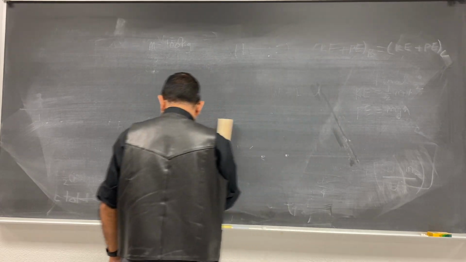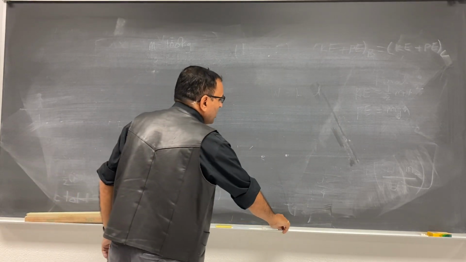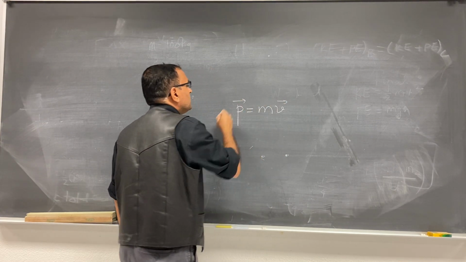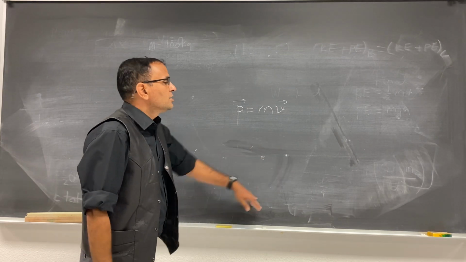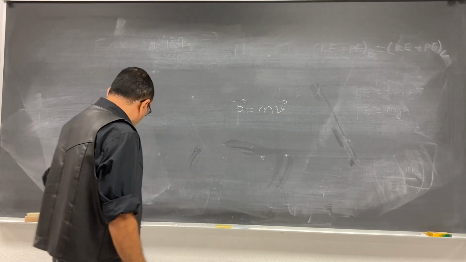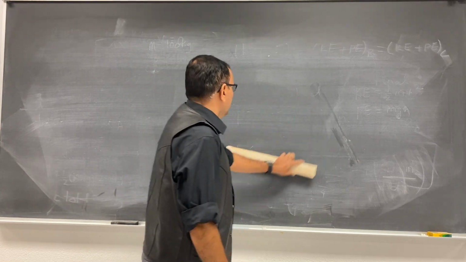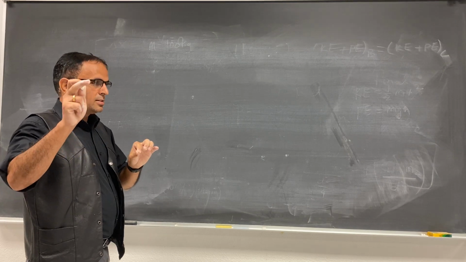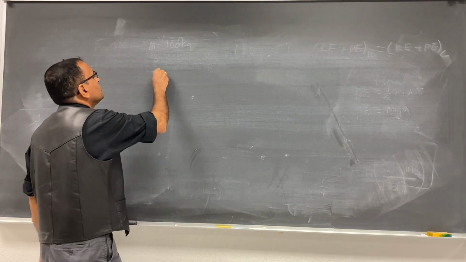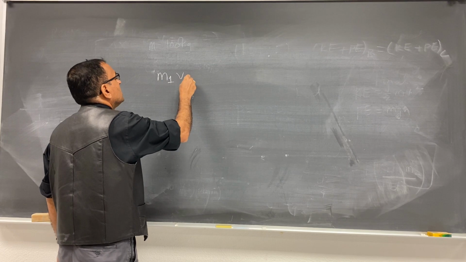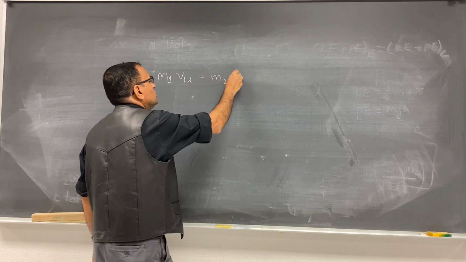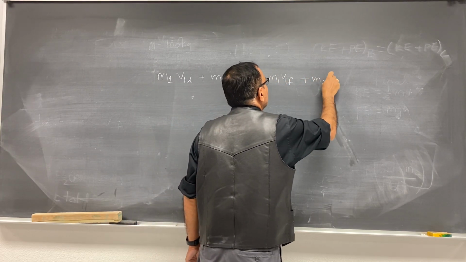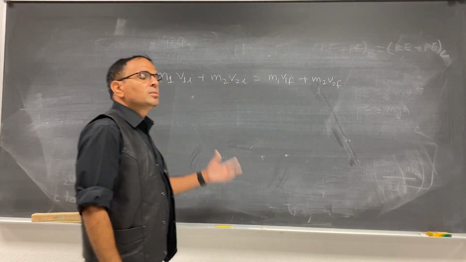And another thing is, please recall linear momentum. Linear momentum is mass times velocity. This is the basic definition of linear momentum. And you have the conservation of linear momentum also. You know the conservation of linear momentum formula: m1 v1i plus m2 v2i is equal to m1 v1f plus m2 v2f. This is the conservation of linear momentum formula.